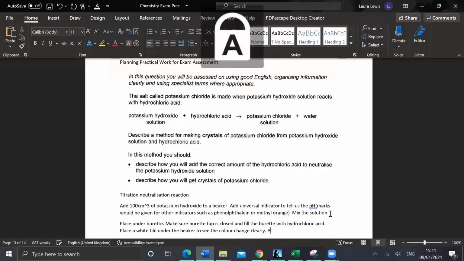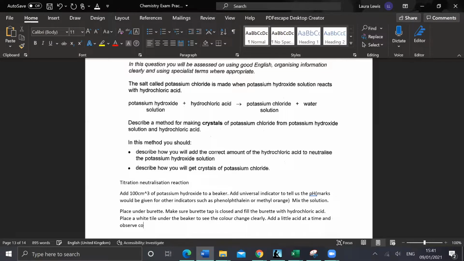Okay, so add a little acid at a time. Don't pour the whole lot in, and observe color changes. So slowly add the acid until the solution changes from purple to light green. This is the case of universal indicator. If it's phenolphthalein, it will go colorless.